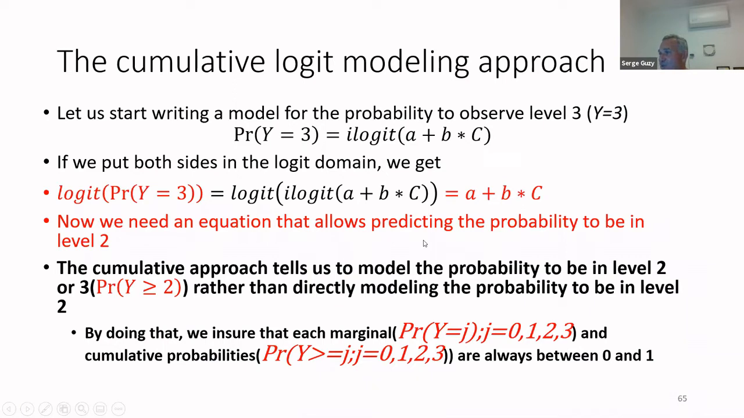is, rather than defining the probability to get level 2 equal to something, to just write an equation for the probability to get level 2 or 3, which is the probability to get y larger than or equal to 2.